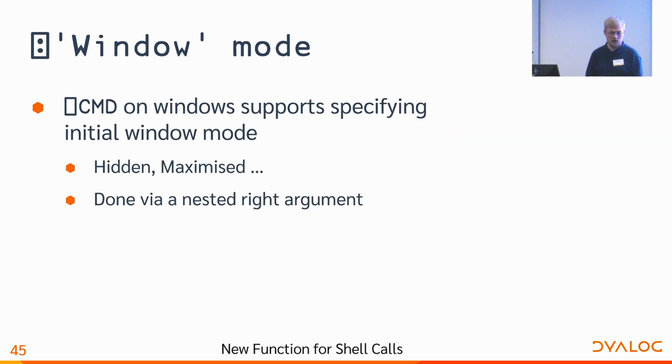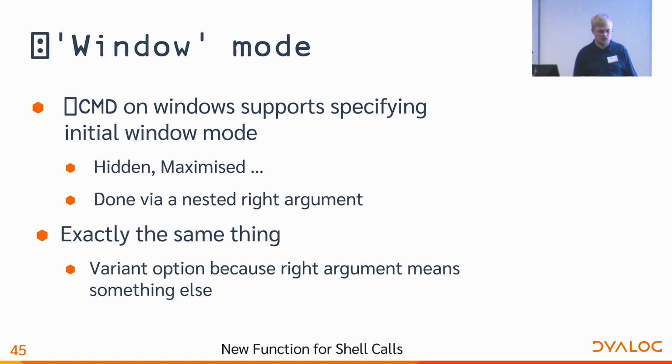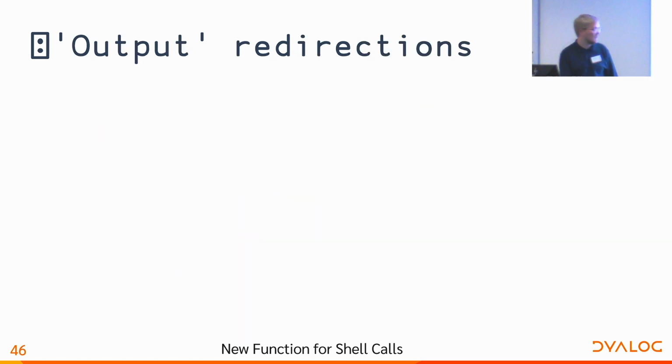Quad-S8 and Quad-CMD allowed us to specify the initial window mode, so hidden, maximized, and I think it did that by a nested write argument, but we use that for something else, so we just moved this into a variant option, and it does exactly the same thing.